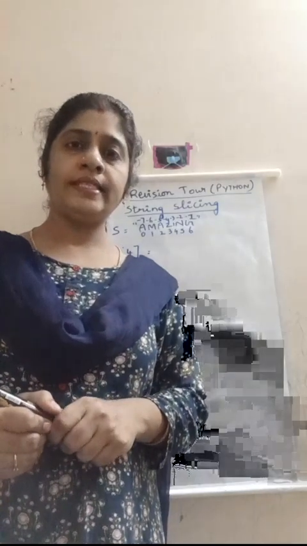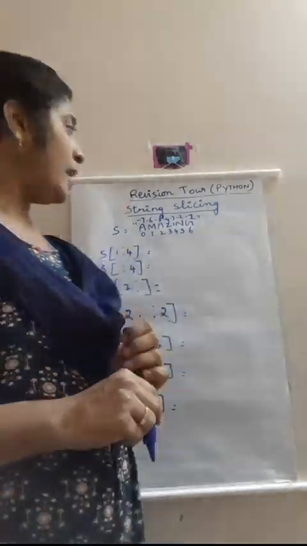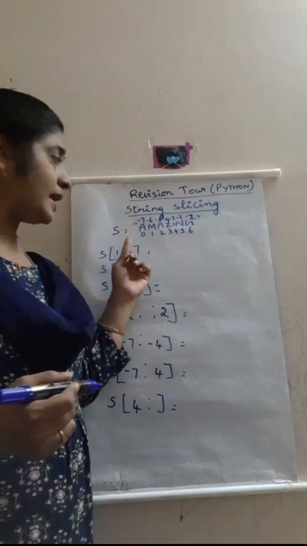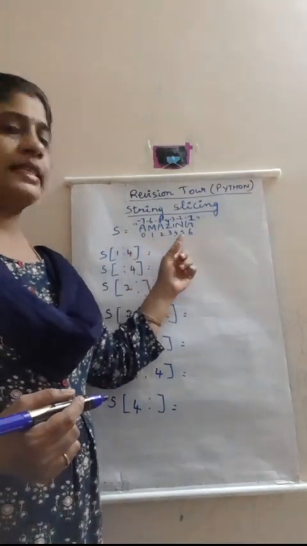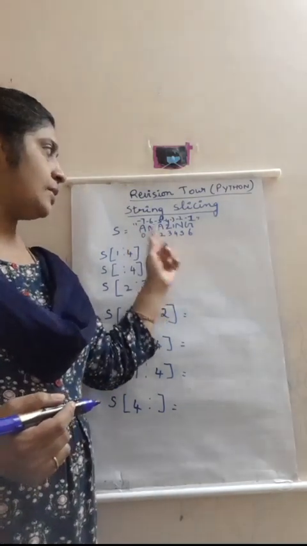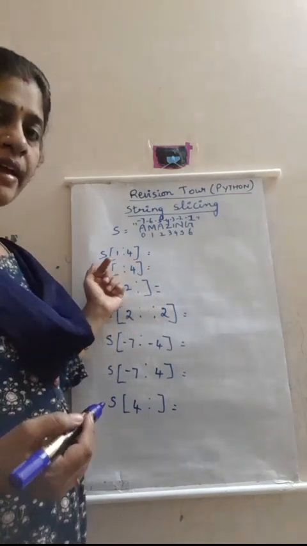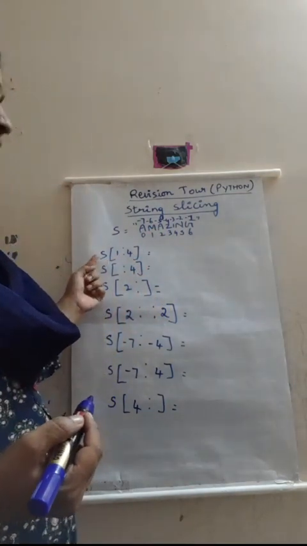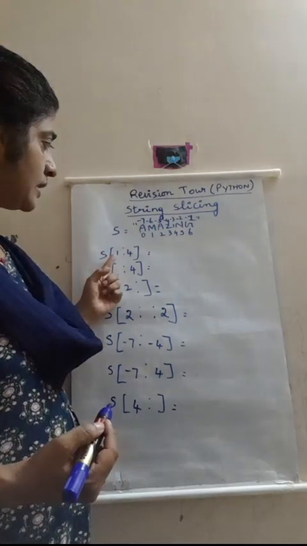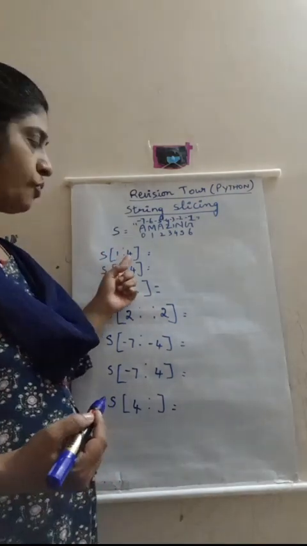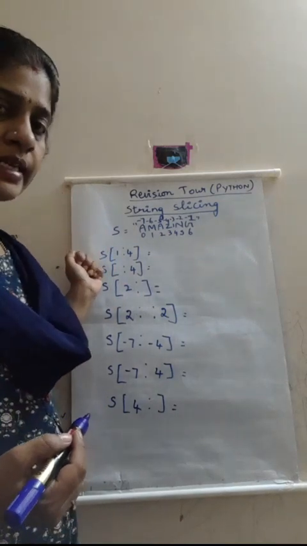Okay, now we will see some string slicing examples. I am considering the same string s equal to amazing, and I have written the indexes over here: the positive index down and the negative indexing on the top. Now, if I write the string slice, the index 1 to 4 of s, what would be the answer?